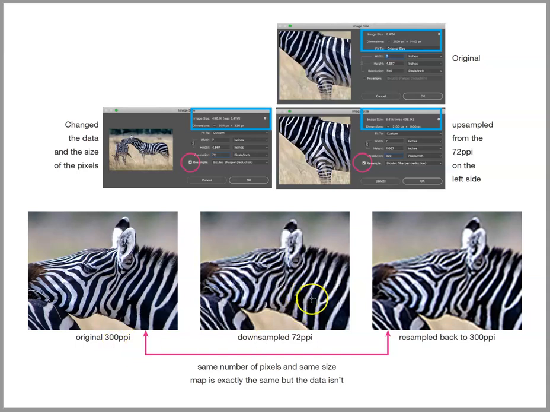Here's our down sample, this one right here, 72. You can see visibly the pixels. You can see that edge. It's not clean, it's not crisp, it's big pixels. You can't have as good information with big pixels. Now, here, this is the same map as this one, but you can see the quality of the image is dramatically different.